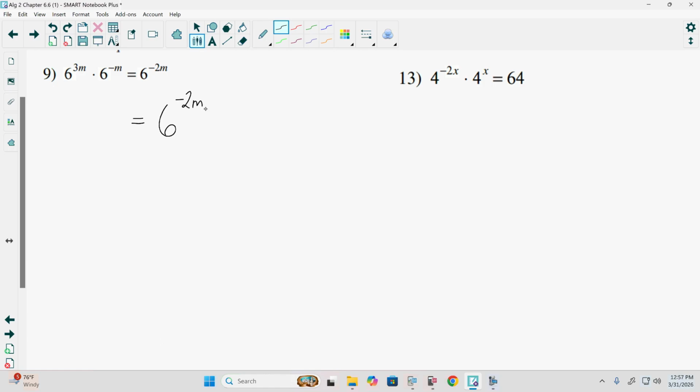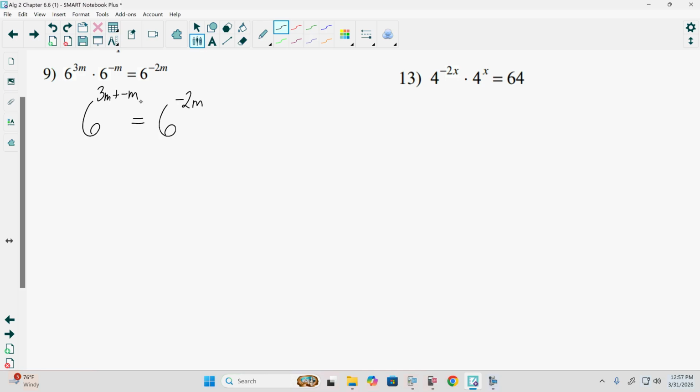Number 9, 6 to the 3m times 6 to the negative m is equal to 6 to the negative 2m. The right-hand side is fine. We have one base. But the left-hand side is not. We have 2. However, we can turn it into one base because when we multiply like bases, we add the exponents. We need it to be a single number.